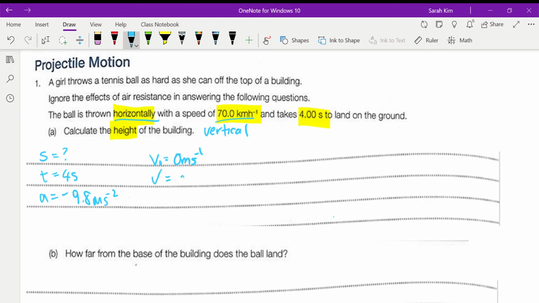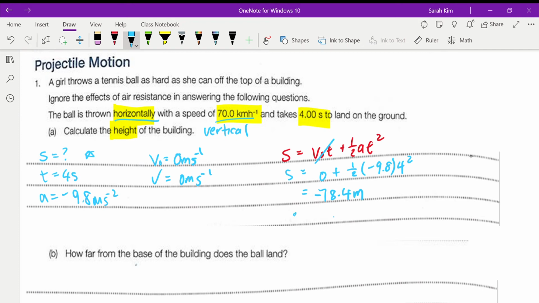My v final should technically be 0 as well. So it doesn't matter which equation you use because you technically have all the facts, as long as you're incorporating s. Well, to make it easy, I'm just going to write the equation that has s equals. So just so I don't have to rearrange anything, chuck it in. Well, that goes away because it's 0. Half a is negative 9.8, times 4 squared. So that is 78.4 meters.